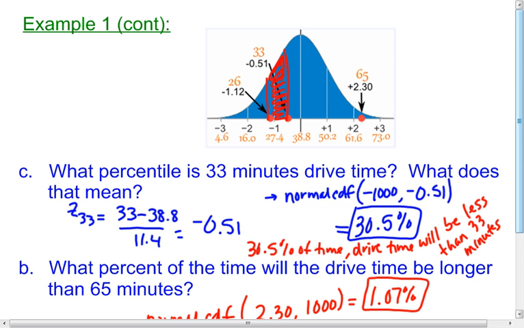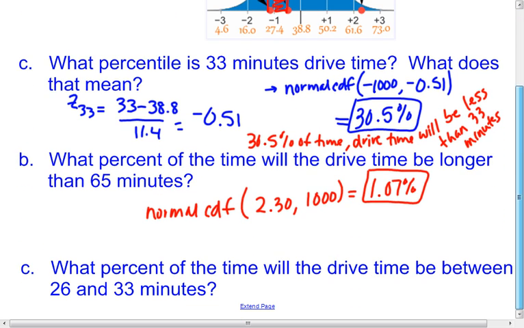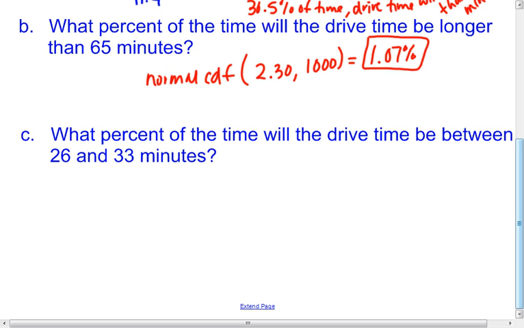You're not going to do normal CDF and use 26 and 33, but you're going to use their standard scores. If you didn't have their standard scores, you would have to calculate them first. Okay, and again, you do that by doing raw score minus the mean, divided by the standard deviation. So here I'm going to go again, normal CDF, and this is the work I would expect you to show, just what you put in your calculator.